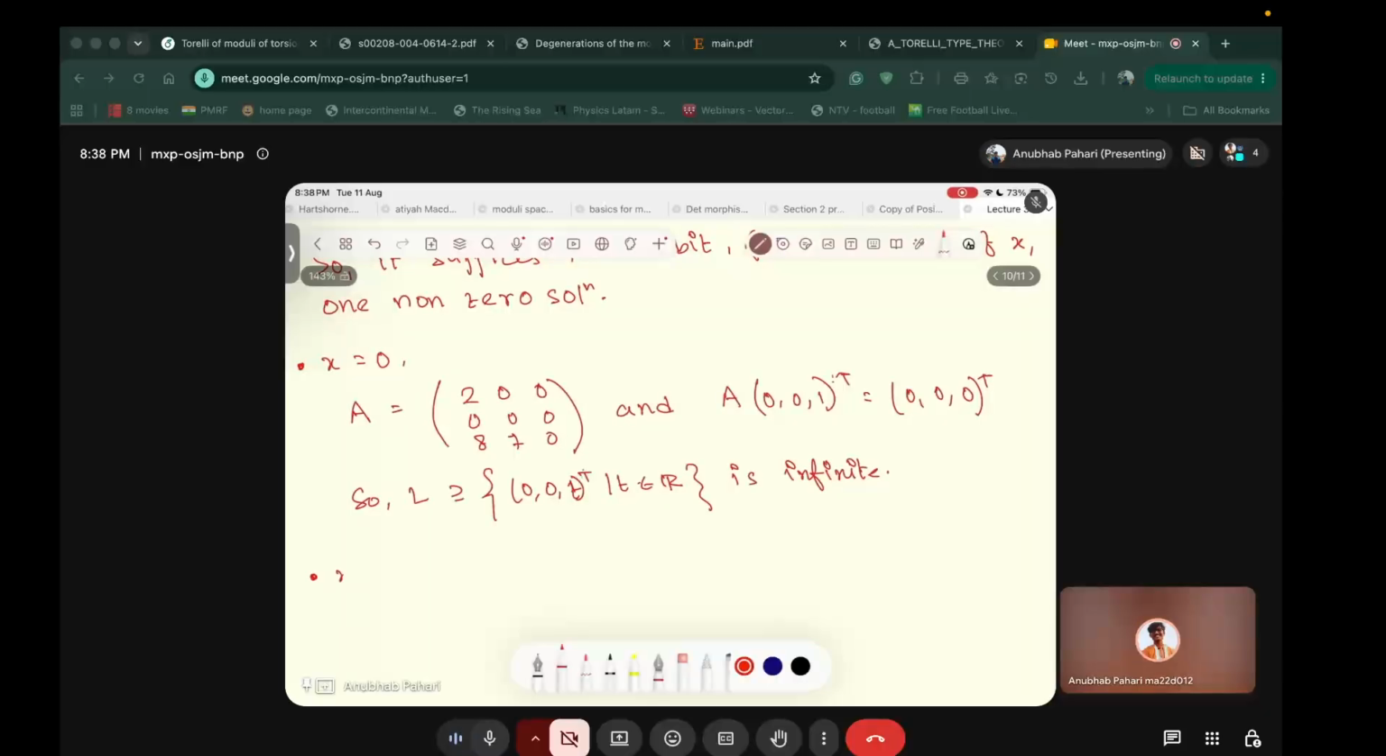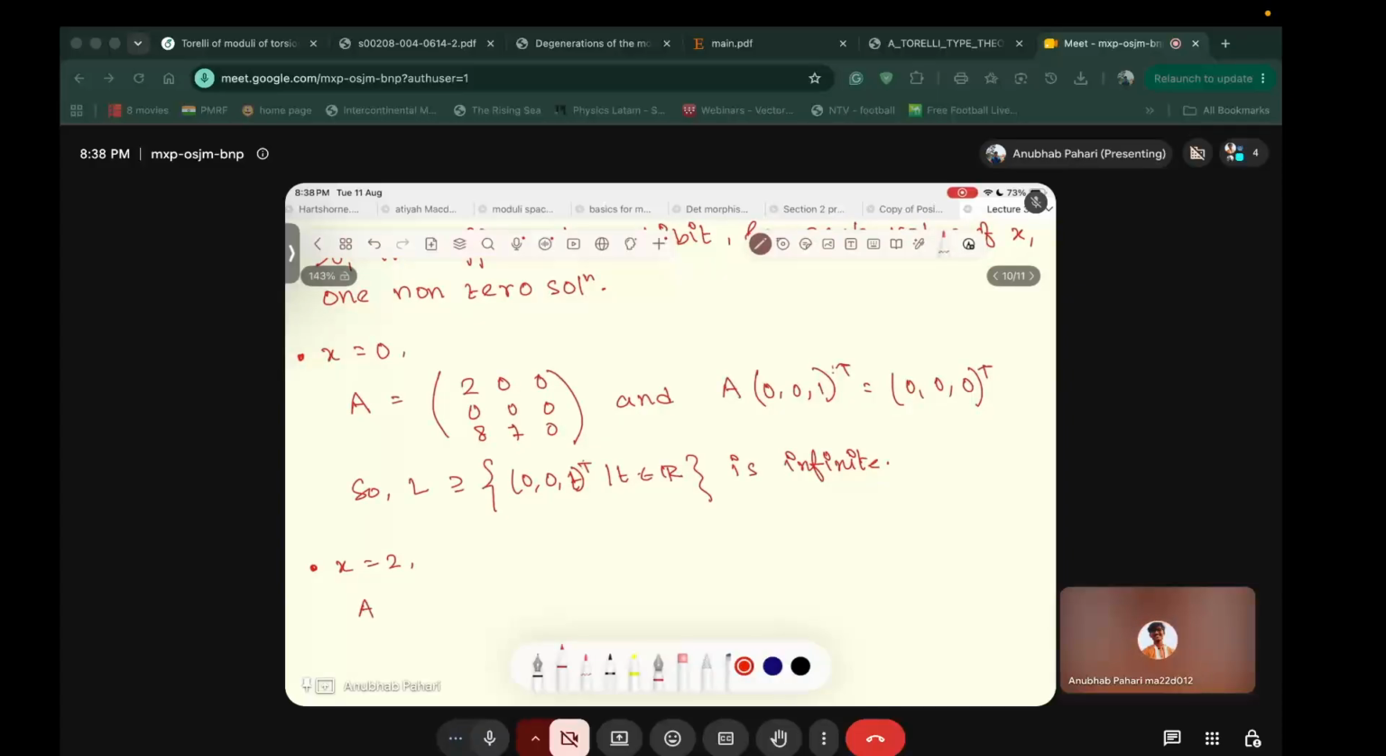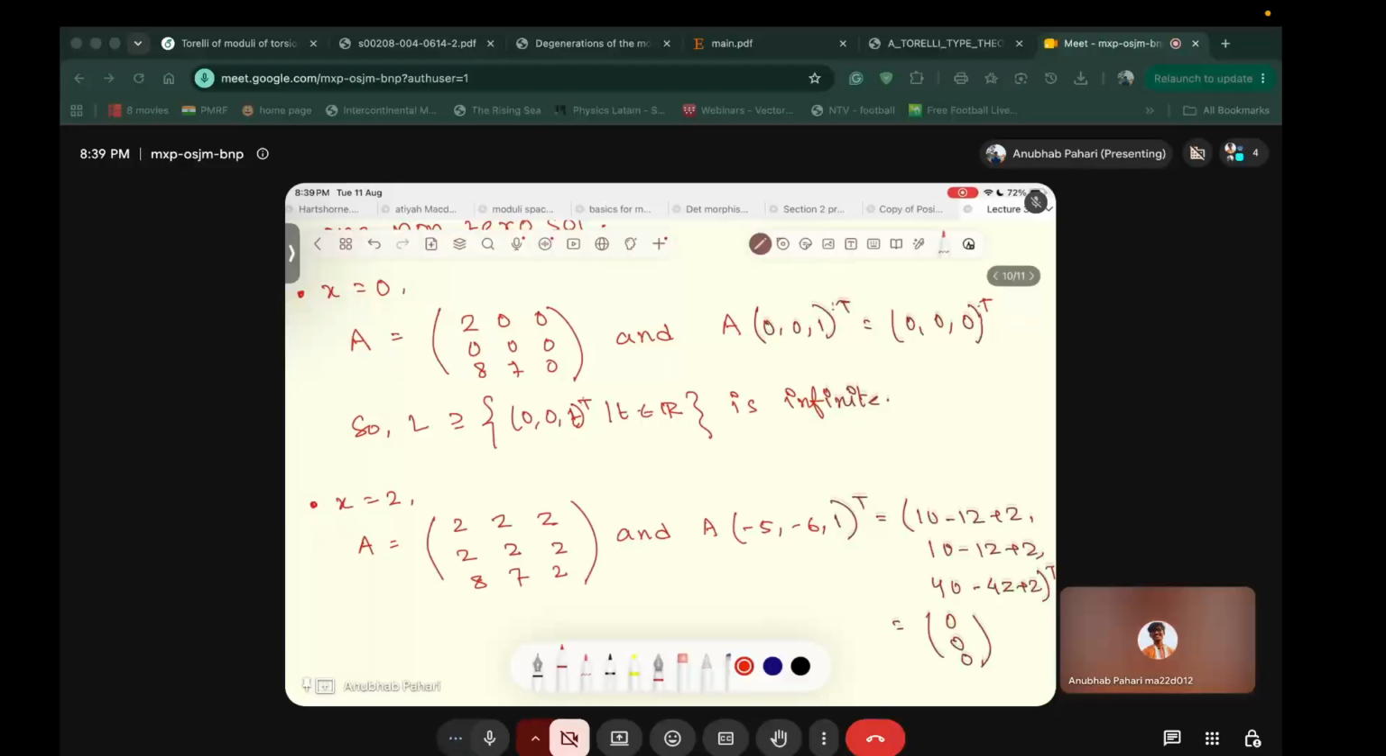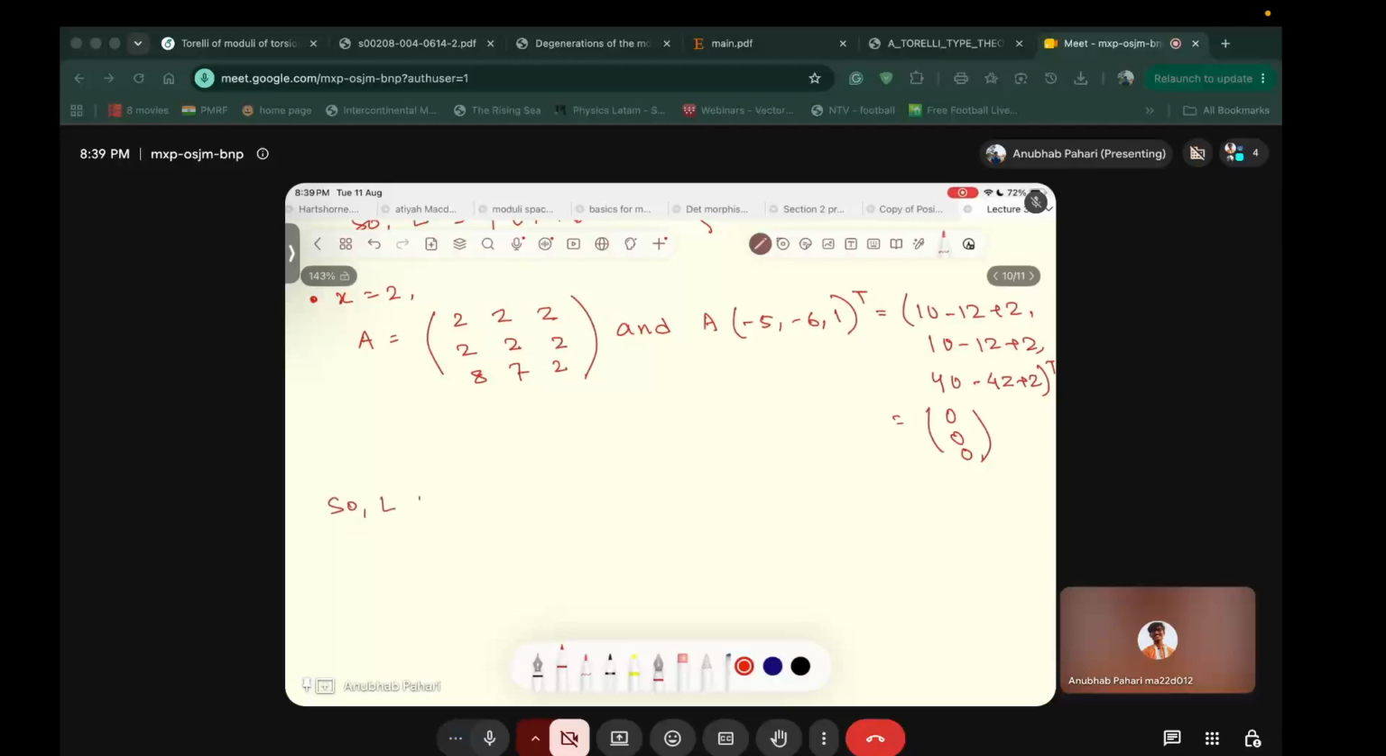Now the second subcase is x equal to 2, and then your A is 2 2 2, 2 2 2, 8 7 2, and A of (-5, -6, 1) times T is 10 minus 12 plus 2, 10 minus 12 plus 2, and the third case is 40 minus 42 plus 2. So it is again 0 0 0. So L is infinite.